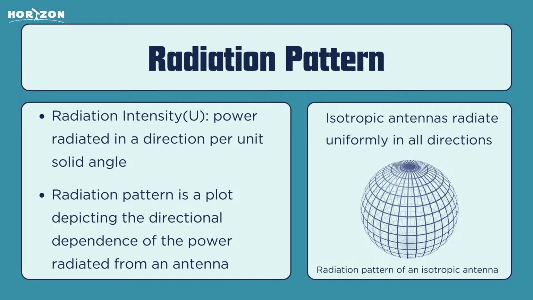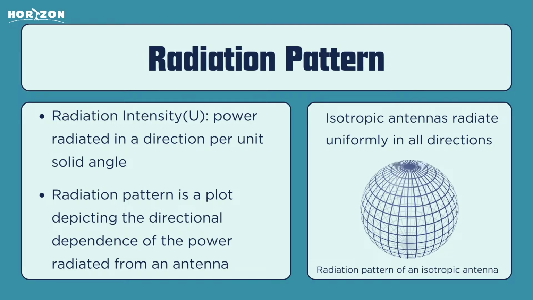And the radiation pattern is a plot of the radiation intensity in all the different directions. You can think of it as a plot where each point represents a direction and the distance of the plot from the origin is like a measure of how strong the signal is in that direction. Also, if I add up the total power over all directions, I should get the total power radiated.